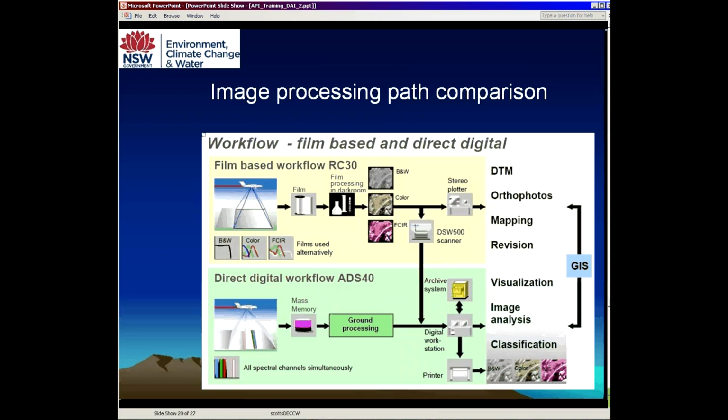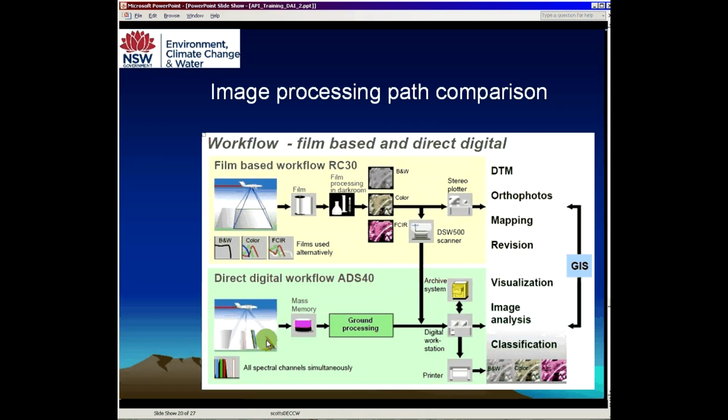The workflow of the old film-based systems is detailed in the top part of this image. Basically, whatever you loaded into the camera so far as film was concerned was what you got at the other end. It went through a film processing wet lab situation, produced your prints and plots. Those could then be scanned. The negative image, actually a slide image or diapositive, could be scanned at the finest resolution possible, or it could be sent to a stereo plotter, and orthophotos, mapping and other products can be produced, or it can be put through a GIS system.